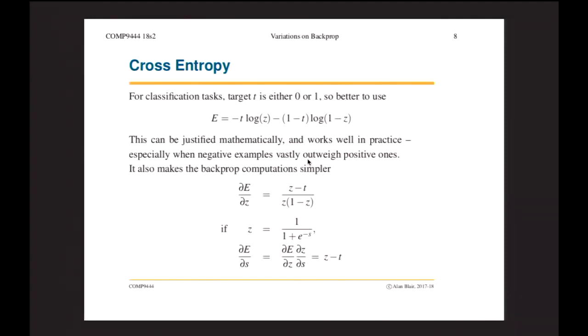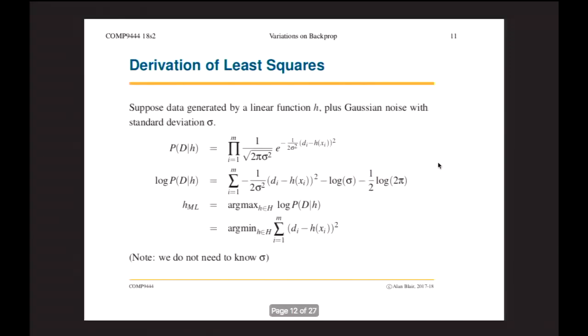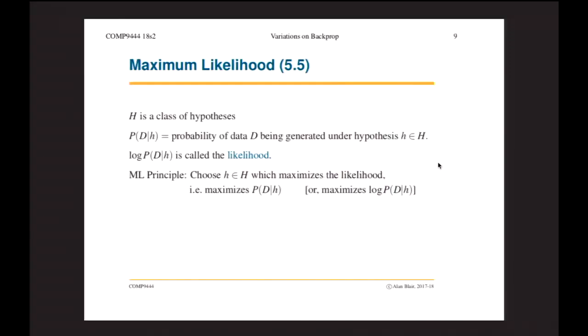So this prevents the network outputs from saturating to wrong values and forces them to stay somewhere in the middle and make some kind of discrimination between the classes. So that's the kind of moralistic argument. But there is a more mathematical argument for this formula, which we're now going to discuss. Now, in order to do this, we have to look at this idea of maximum likelihood.